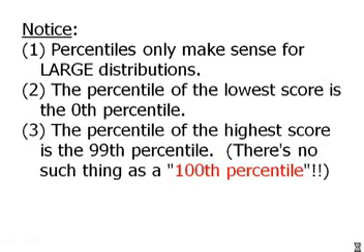Here's the one that's tricky, though. The percentile of the highest score is the 99th percentile. In other words, there's no such thing as a 100th percentile. Now, why would this be? Suppose I get the highest score on the test. Well, to be the 100th percentile, I would have to have a score that is higher than 100% of the scores. And the problem with that is my own score is one of the scores, so to be the 100th percentile, I'd have to get a score that was higher than my own score. And of course, that's impossible. So the highest you can get in whole numbers is the 99th percentile.